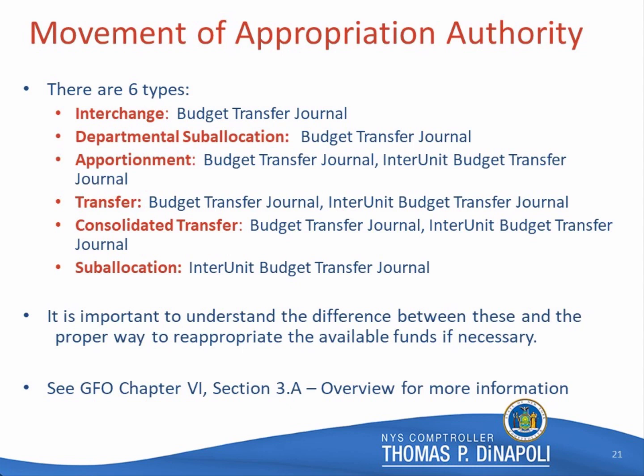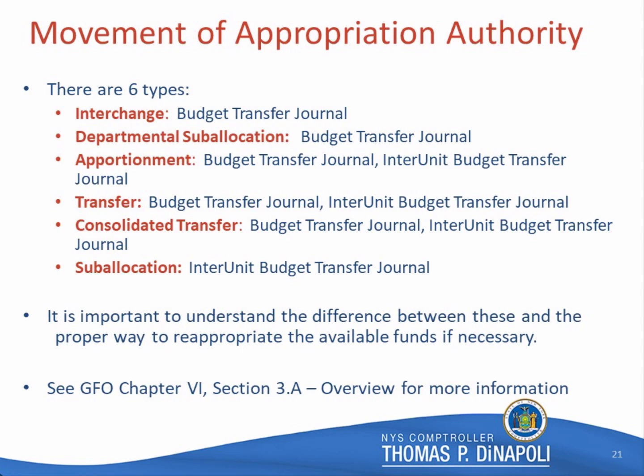Department sub-allocations are budget transfer journals that are movement of appropriation authority between budgetary departments within a business unit within the same fund and for the same purpose as appropriated. These are used for movement between SUNY and CUNY campuses or public benefit corporations.